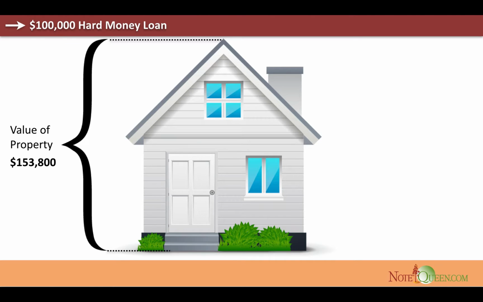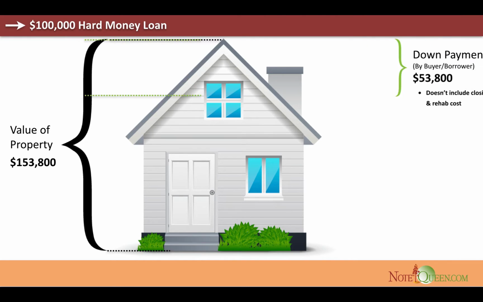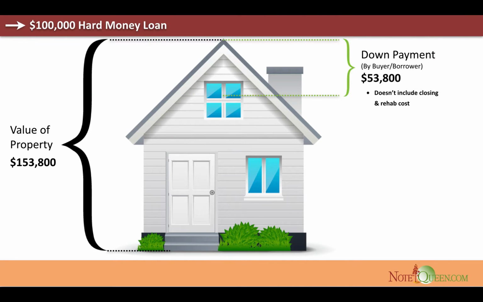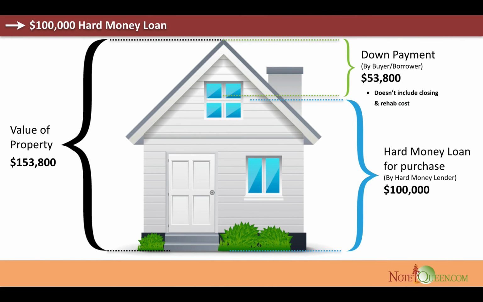is 153.8. So if I want to be conservative as a private money lender, I'm not going to loan any more than 65% of that purchase. That means the buyer has to come in with 53.8 and has to have his own closing costs and money to do the rehab. I'm just bringing in this very conservative 65% LTV, loan to value, hard money loan.